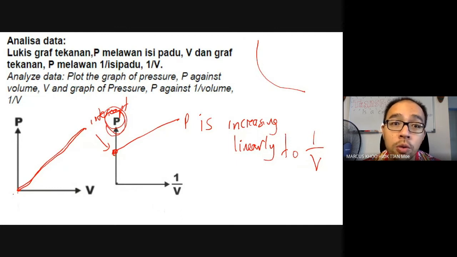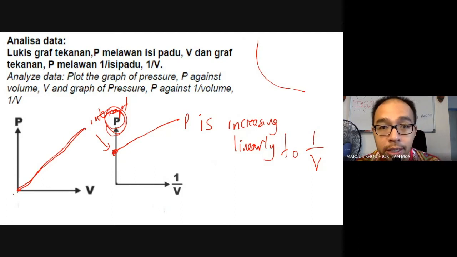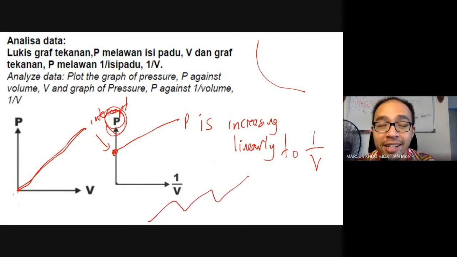I want you to know the relationship between all these graphs. And the most important thing is that all the 3 graphs are smooth graphs. It is not a zigzag. It is not like point number 1, point number 2, point number 3. There's no such thing in physics. All lines are smooth lines, but it can be a curve or it can be a straight line.